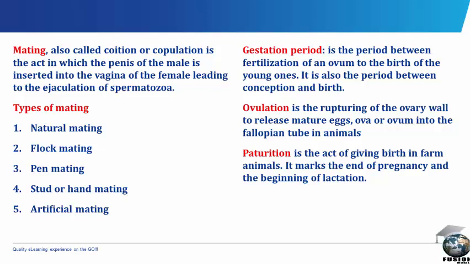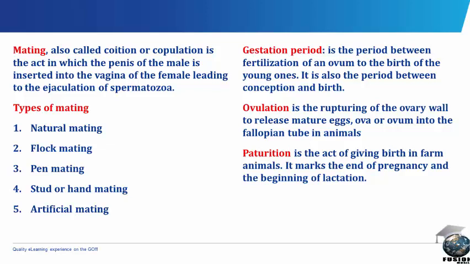Now, in the flock mating, both the male and the female animals are allowed to move together and mate freely. While in the pen mating, a very small number of males are kept together with a limited number of females so that they can mate anytime the female animal is on heat. You could keep 4 males in a pen with 12 females, and then whenever the females are on heat, the males are ever ready to mate them.